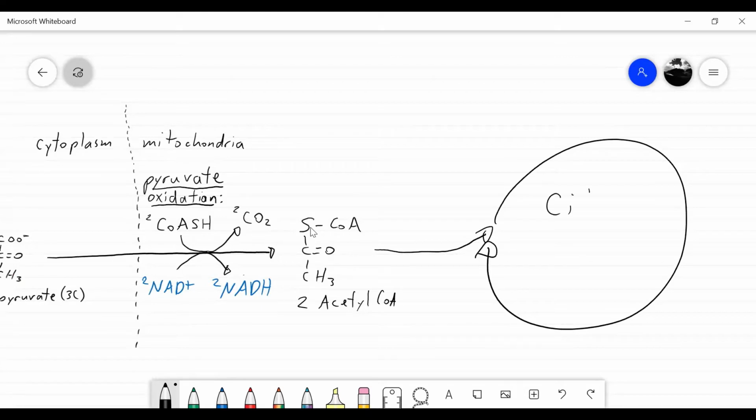Okay, so the citric acid cycle. There we go. So what did we say was going on? Well, the acetyl-CoA gets released, so we're going to release the acetyl-CoA. So remember that's also known as CoASH.